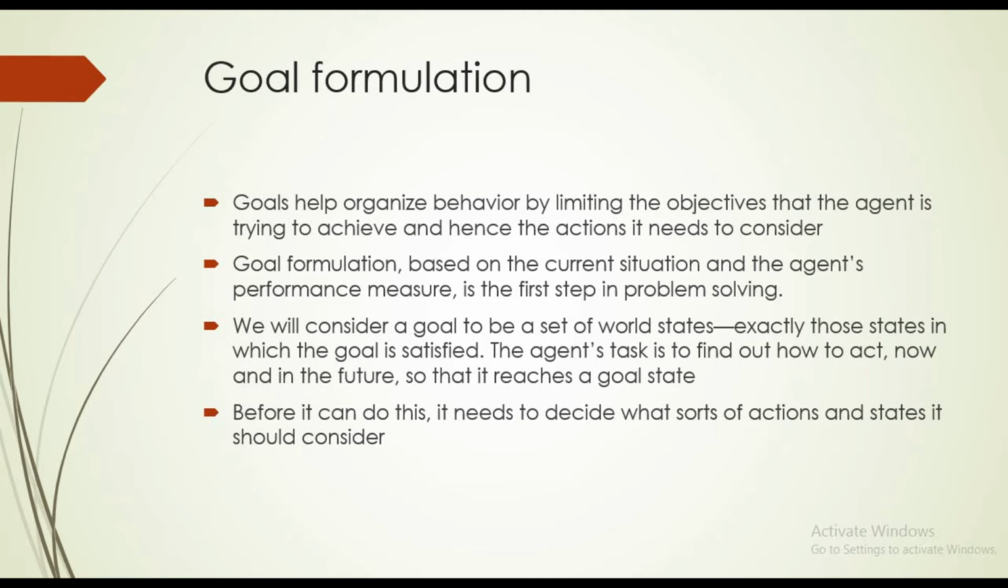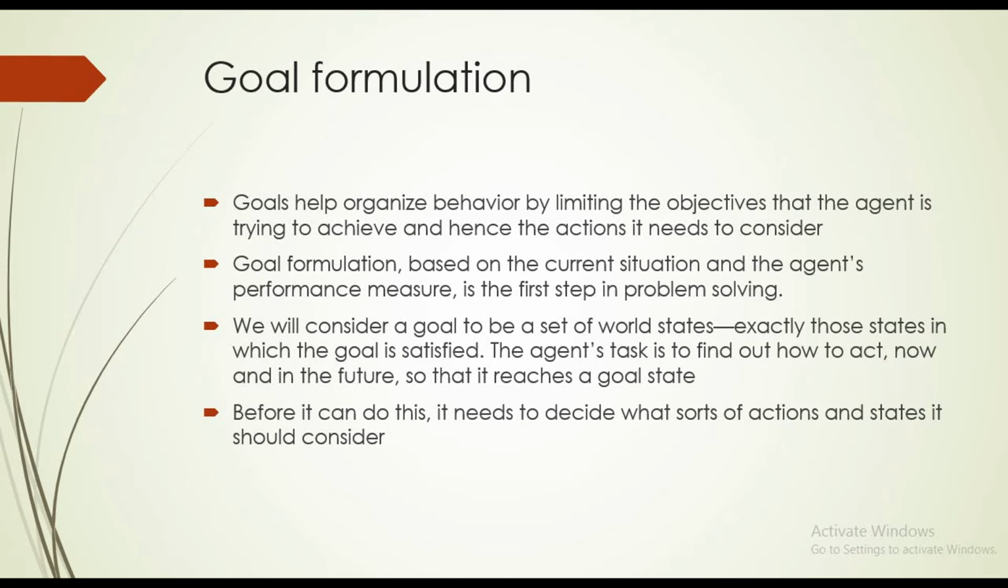So the procedure, what we do first on such agents, is to formulate goals. We call it goal formulation. Given a problem, we have to come up with goals. Goals help organize behavior by limiting the objectives that the agent is trying to achieve, and hence the actions it needs to consider. Goal formulation, based on the current situation and the agent's performance measure, is the first step in problem solving. So in terms of solving a particular problem, we need to be able to analyze it and formulate goals. That's what is very important in this kind of agent.